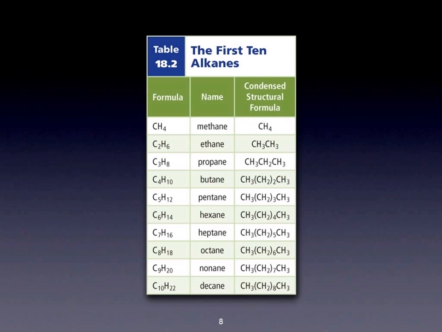Take a look at the formula for octane. Octane has 8 carbons. Because it's a straight chain alkane, it has, you guessed it, 18 hydrogens. That's because 2 times 8 is 16, plus 2 is 18.